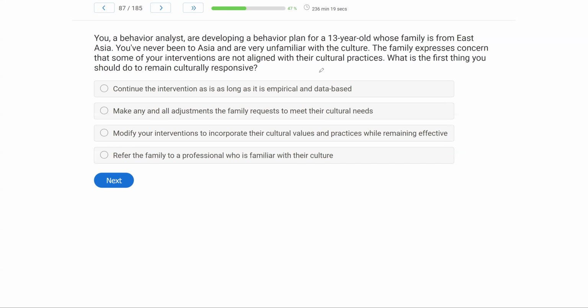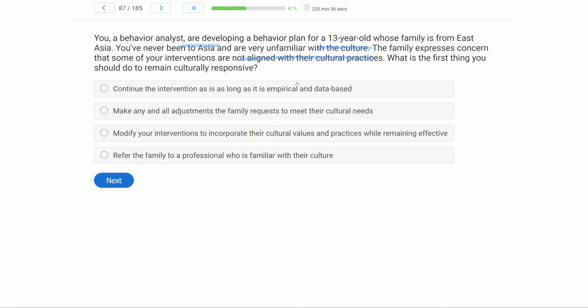All right, in the newest task list, it is a requirement that we remain culturally responsive. And it's a good thing to be aware of because you're going to be working with all types of families from all types of backgrounds. So in this case, the question wants to know, how do you remain culturally responsive in a situation where you have a family from East Asia, you've never been to Asia, and you aren't familiar with the culture? It's not a good excuse to just not take on the client. Unless you really feel you can't serve this client in any way, you should make the effort to try to better yourself around this particular culture. So the family wants to know why your interventions are not aligned with their cultural practices.